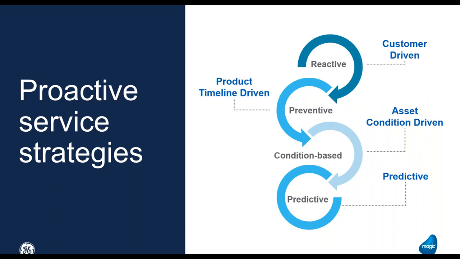So obviously there's the reactive service that we help with. So that's your regular break fix model that's customer driven, where a customer just gives you a call when something is broken. Then there is also some preventive maintenance that a lot of our customers have adopted, which is more product driven, where say every few months you would have a technician out in the field doing maintenance on a piece of equipment.